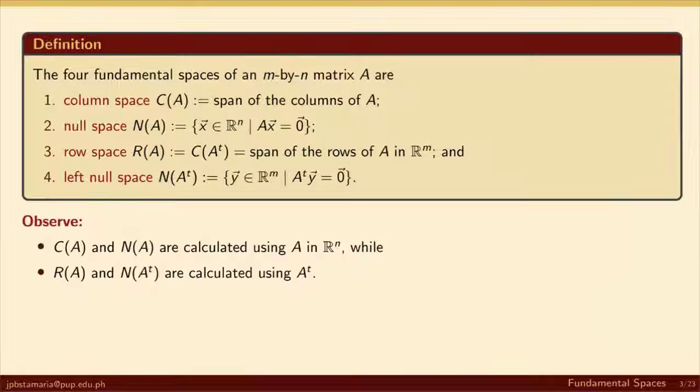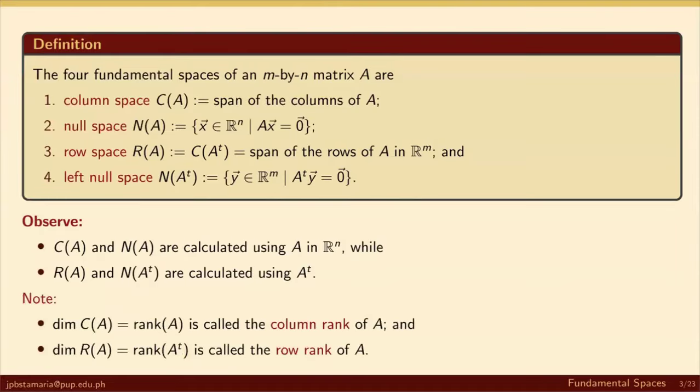Now observe that in computing the four fundamental spaces, the first two, which are the column space and the null space of A, are computed using the matrix A. So technically, we're going to do a Gauss-Jordan algorithm applying to A to get bases for the column space and the null space, while both the row space and the left null space, because they both involve the transpose of A, are calculated by doing a Gauss-Jordan algorithm or a row reduction on the transpose of A, just to let you know.